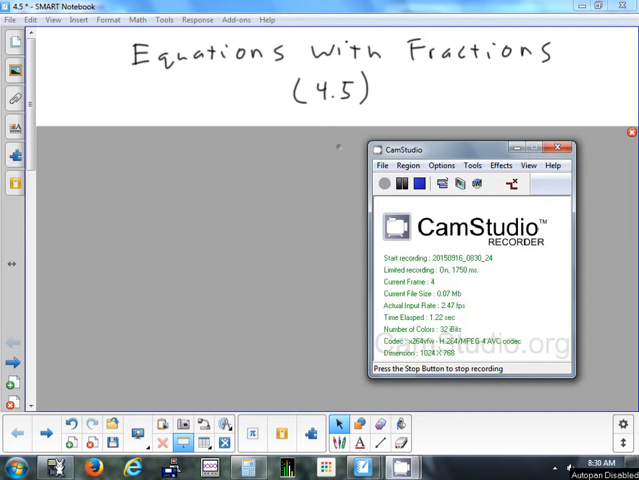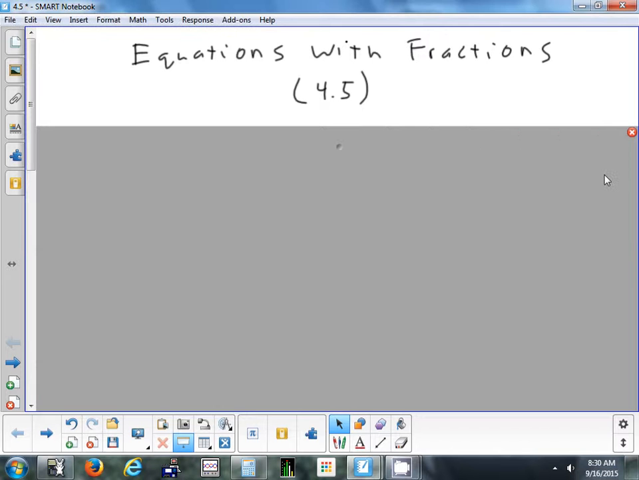Okay, so let's take a look at 4 or 5. You guys already have a little preview of what we're going to do. As Mr. Rice said, the goal here is to take equations that have fractions and get rid of them. So we don't like to work with fractions. It's kind of complicated. We get denominators, all that stuff.